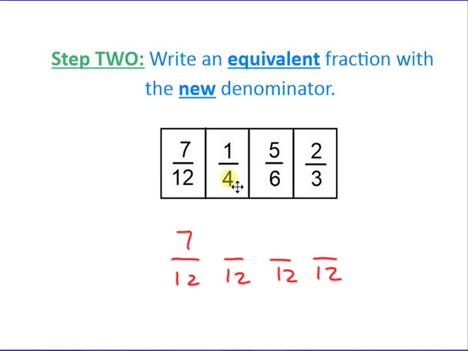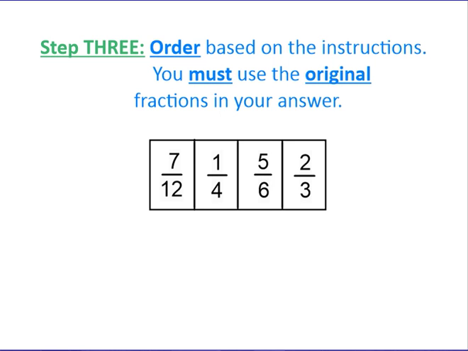Now, how many times does 4 go into 12? 3 times. So 3 times 1 is 3. How many times does 6 go into 12? 2. So then 5 times 2 is 10. How many times does 3 go into 12? 4. Okay, so then 2 times 4 is 8. So now we have a new set of fractions.